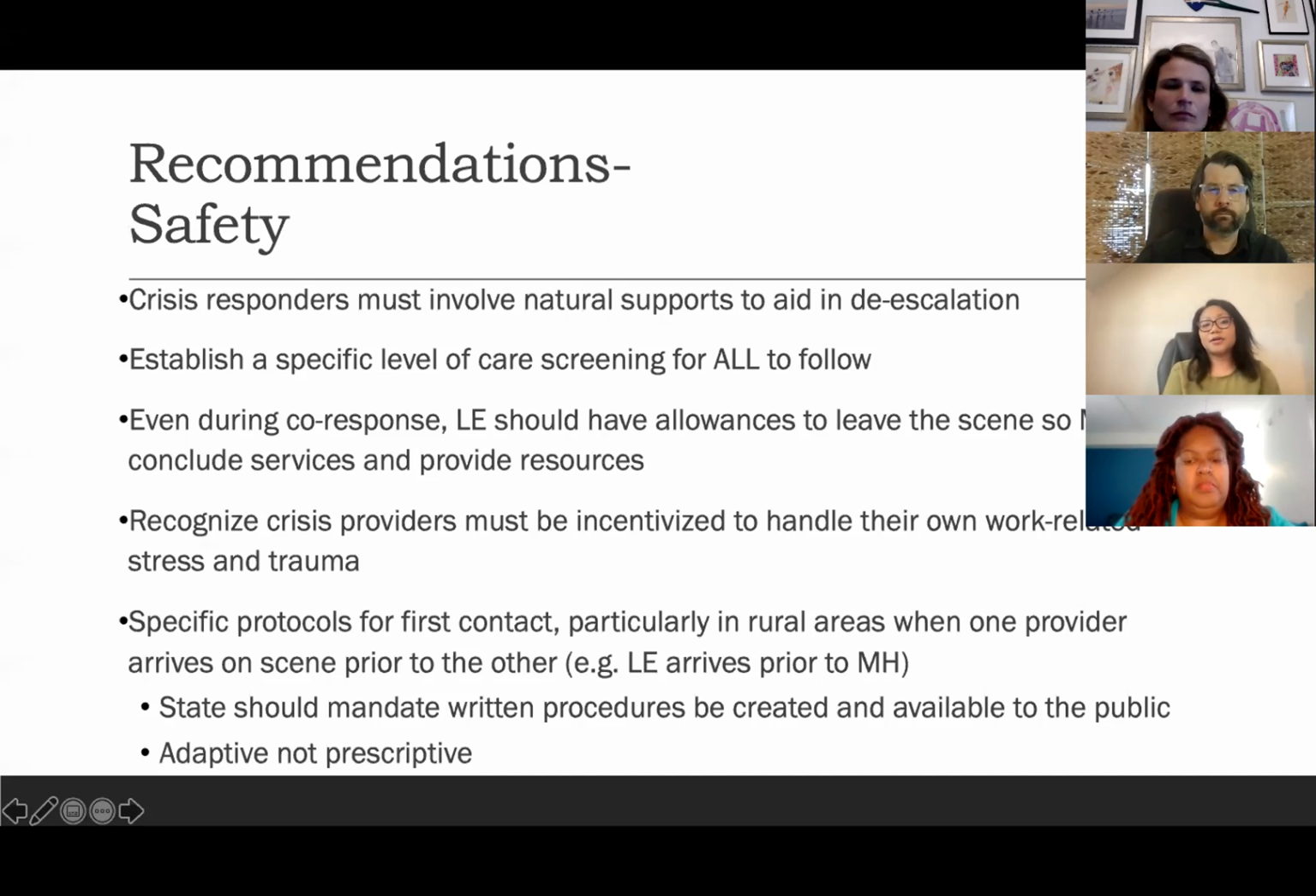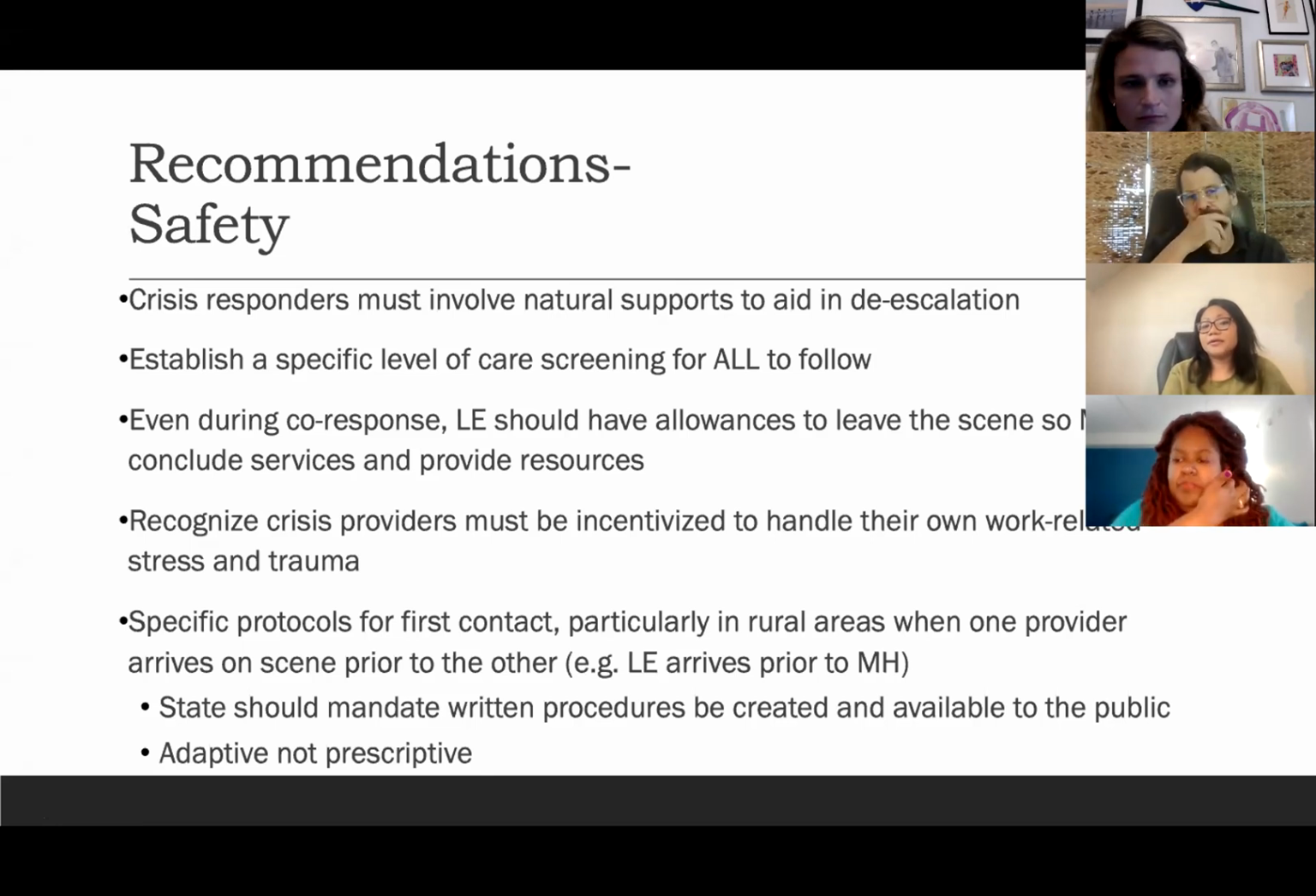And specific protocols to first contact, particularly in rural areas when one provider arrives on scene prior to the other. For example, if law enforcement arrives prior to mental health. States should mandate written procedures be created and be available to the public, and it can be adaptive but not prescriptive.